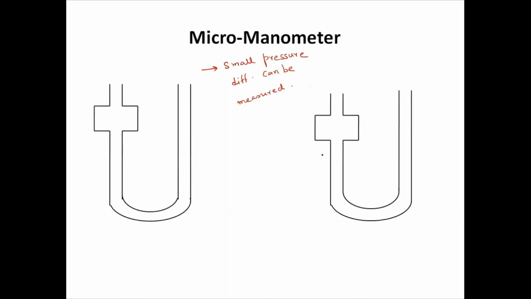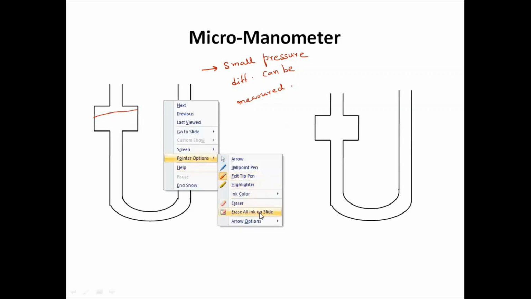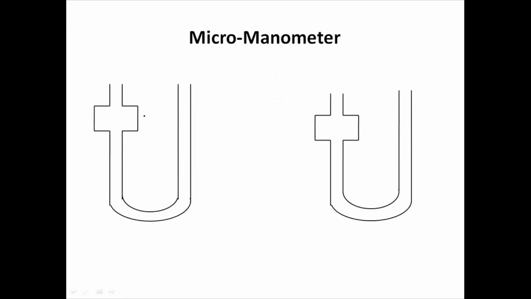But here in the differential type or micro-manometer, even if the pressure difference is small enough, on the other hand, because of the area difference between the reservoir and the tube, you will get sufficient height to measure. That is the advantage here.